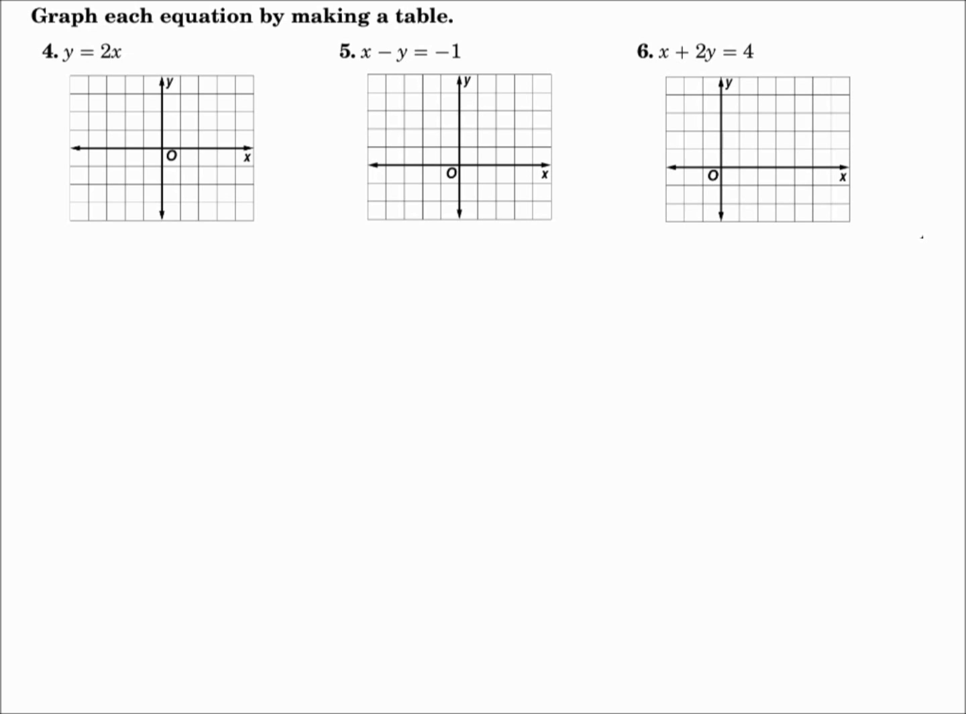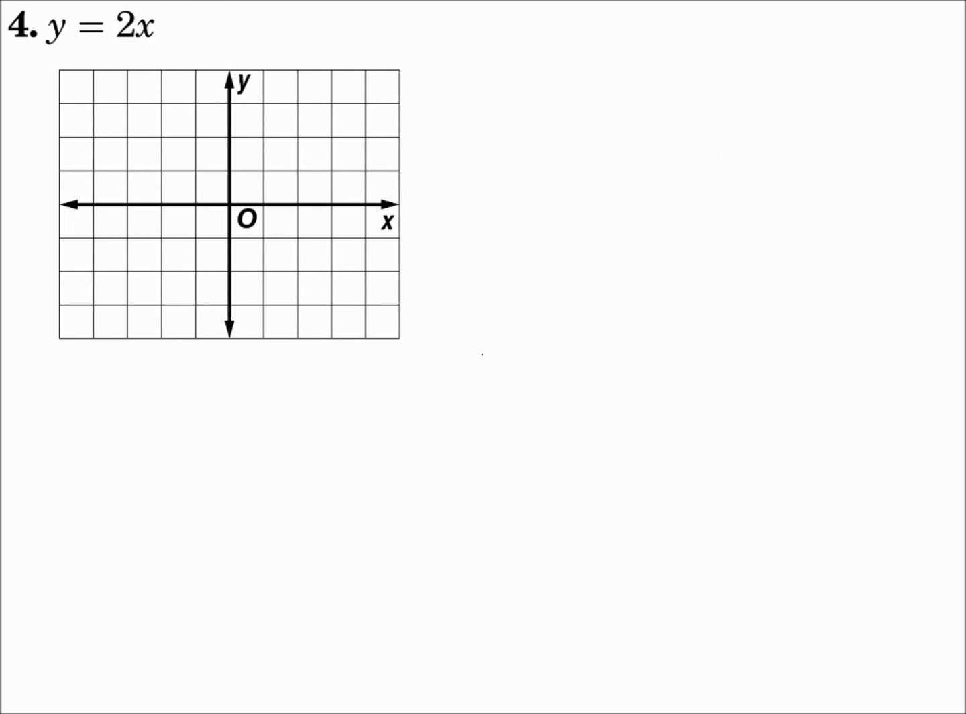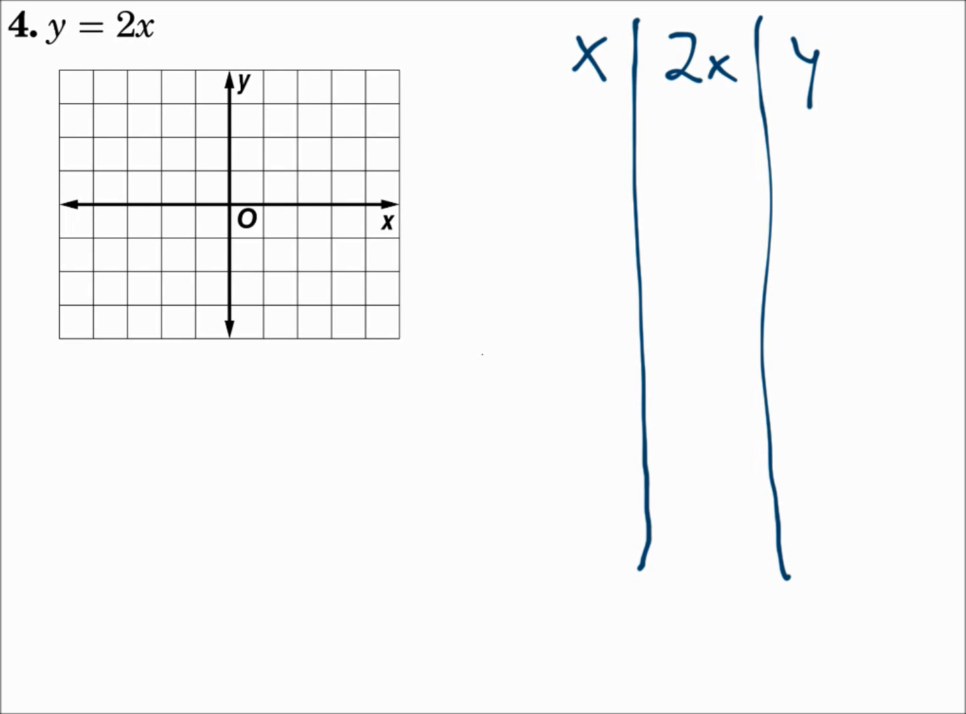Graph each equation by making a table. Number 4, y equals 2x. Start by solving the equation for y, and this one already is solved for y, so we can make the table now. Have an x column, a column for whatever y equals, which is 2x, and a y column.